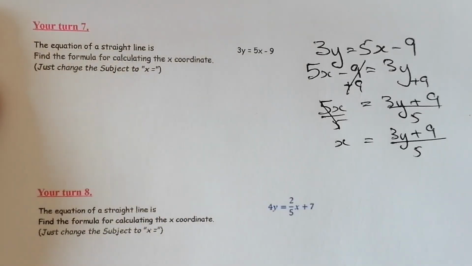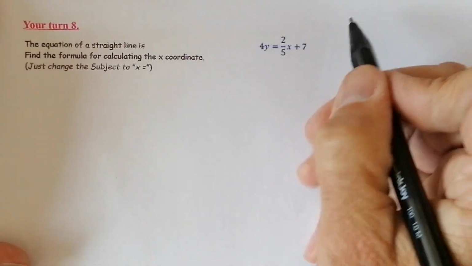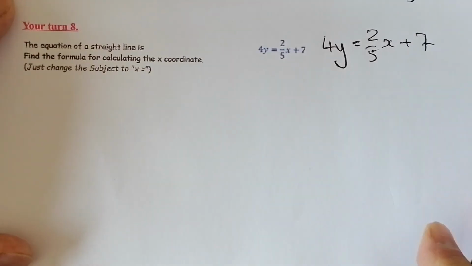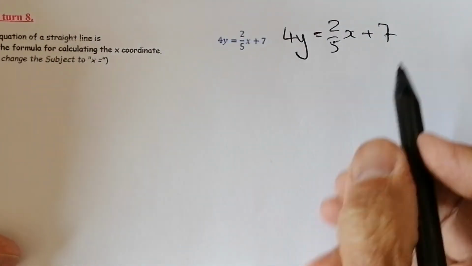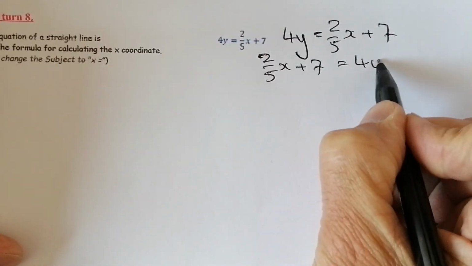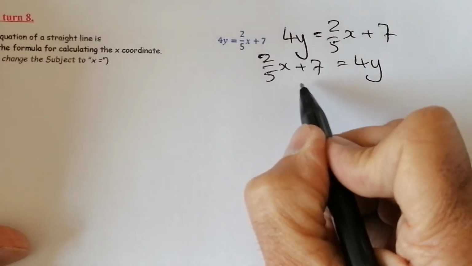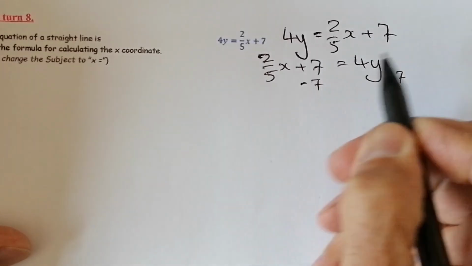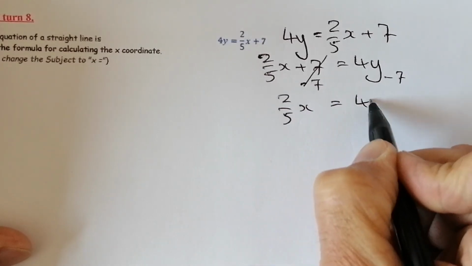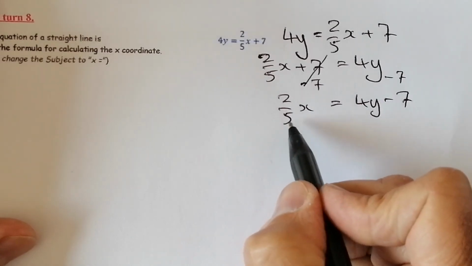Okay, and then finally, another one with a bracket, pretty small to see. I'll rewrite that out for you. 2.5x plus 7, and from there we will change it round to the other side. We'll get rid of the 7 from the left-hand side and move that over to the right. We'll subtract 7, which eliminates that, leaving me with 2/5 x is equal to 4y minus 7.